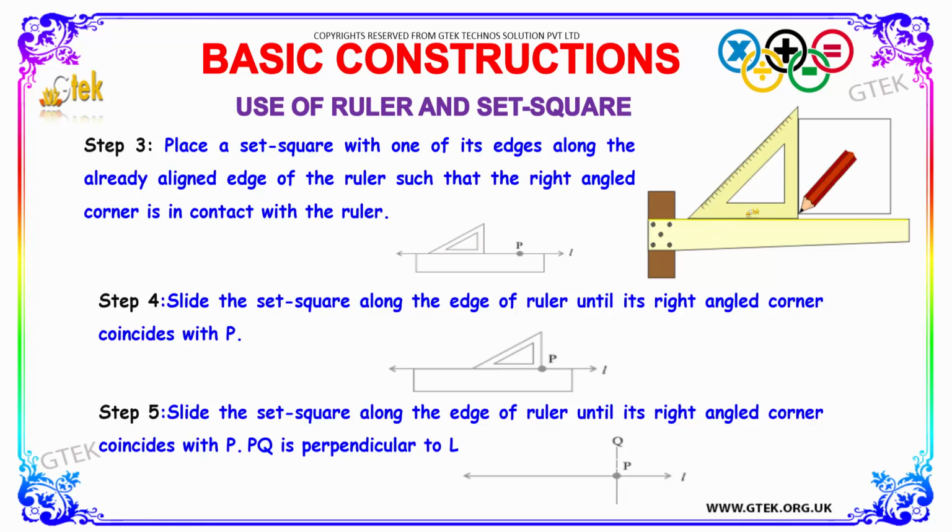So here you can see that the right-angled corner is in contact with the ruler, and you have to slide the set square along the edge of the ruler until its right-angled corner coincides with P. So here you can see that it is right-angled with P. You have to slide the set square along the edge of the ruler until it coincides with P. At this point, your PQ that you have constructed will be perpendicular to L.